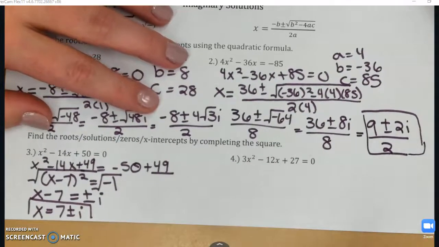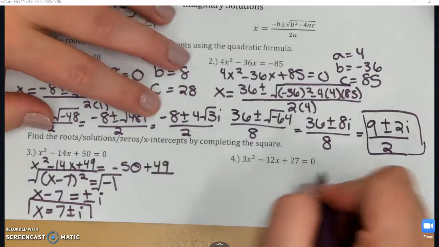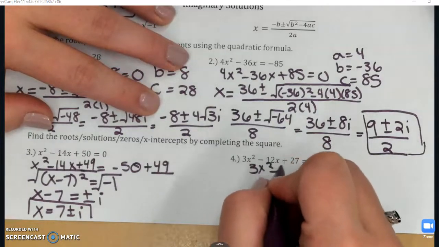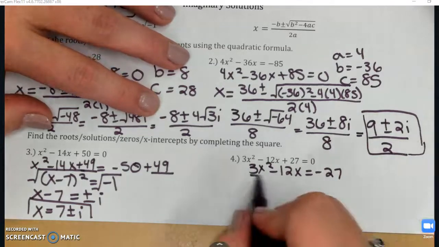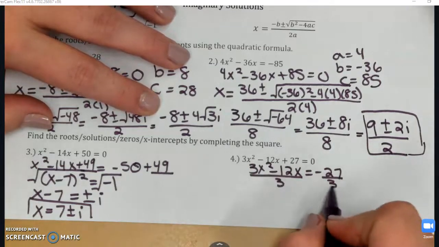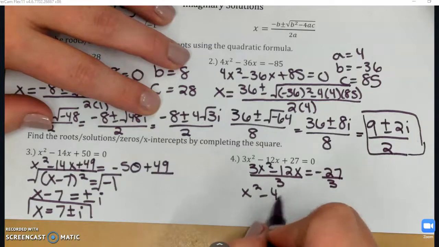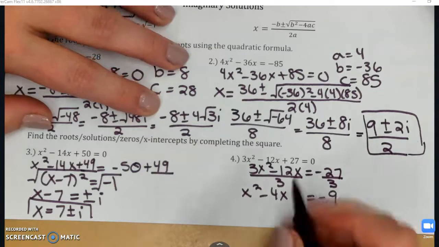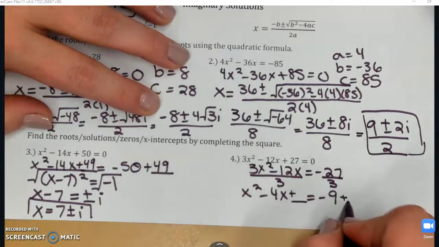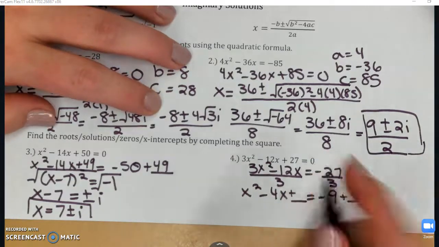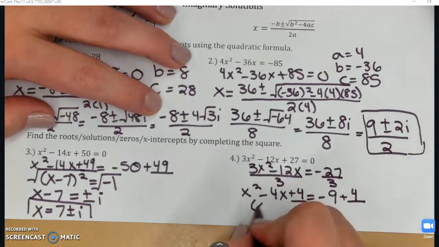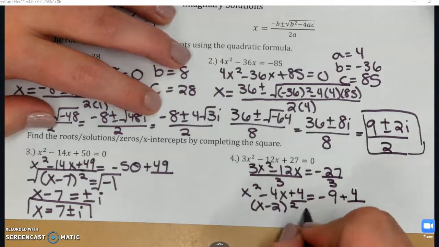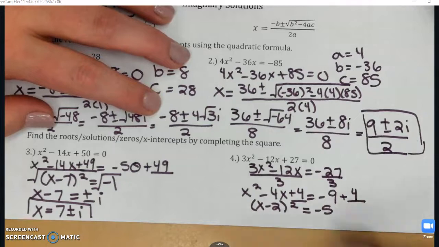Okay, let's look at number 4. Same process, I'm going to move my constant over. And then, because on this one, a is larger than 1, I need to divide everything by a, which is 3 here. And again, I need to complete my square. Half of -4 is -2. -2 squared is 4. So I'm going to add 4 to both sides. So factor that, x minus 2 squared is -5.